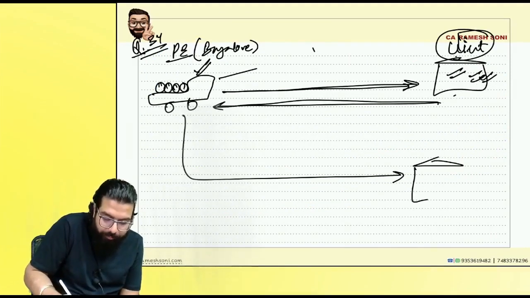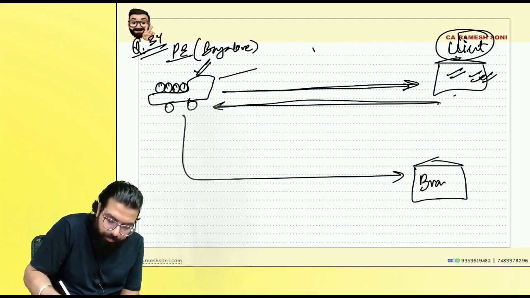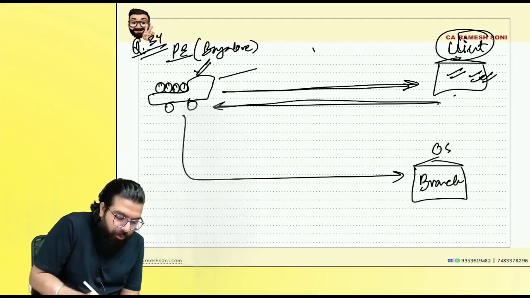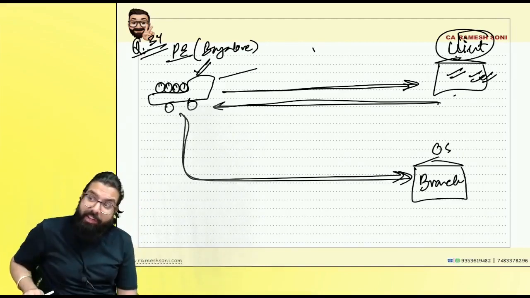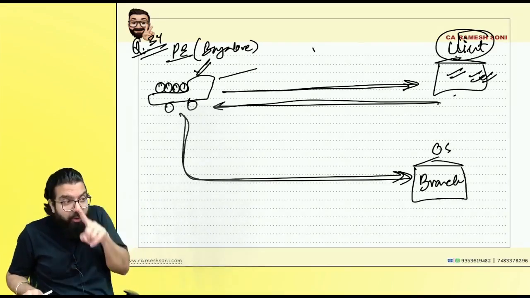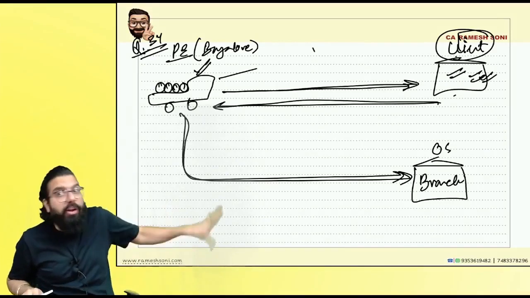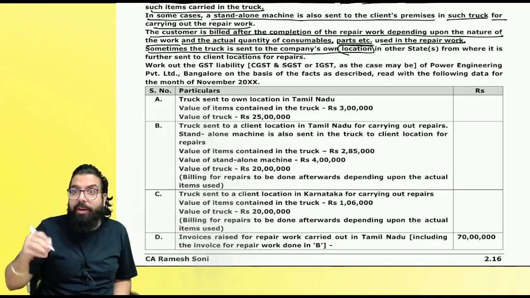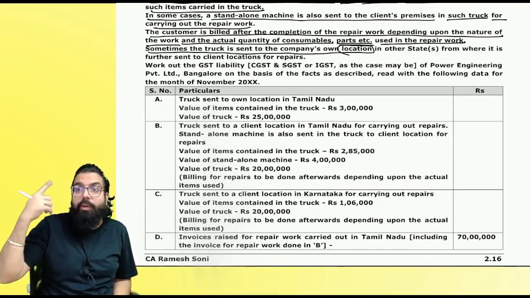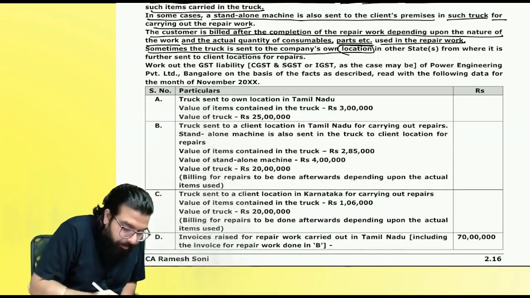Might be, I have one more branch. Where is the branch, everyone? In another state. So the truck will go to the branch. Is the truck supplied between two distinct persons? When the truck is going from one distinct person to another, is the truck supplied? No. Can we go ahead, everyone? Are you able to understand that concept of circular which is coming? Next.